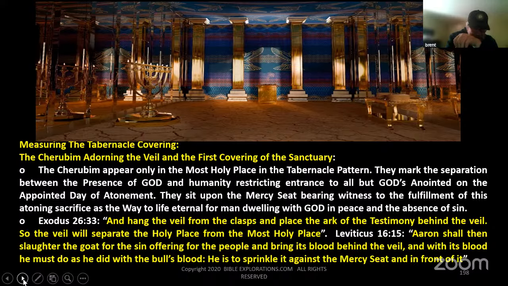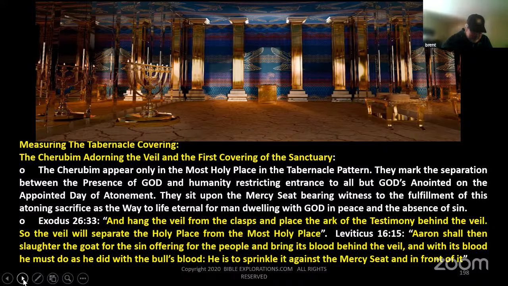But you still see a difference between the gate for the whole tabernacle and the door for the holy place, and that it's not just plain white linen. It has these elements of heaven, the purple and the red and all those things, just not the cherubim. So they mark the separation between the presence of God and humanity, restricting entrance to all but God's anointed on the appointed day of atonement. They sit upon the mercy seat, bearing witness to the fulfillment of this atoning sacrifice as the way to life eternal for man dwelling with God in peace and in the absence of sin.